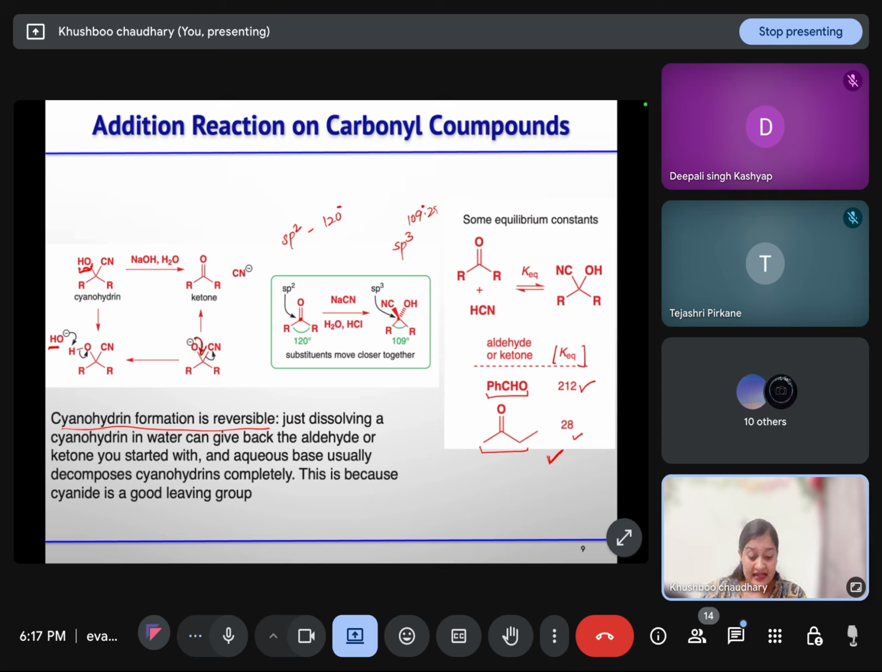So if we have bulky groups on the carbonyl carbon, then after the attack there will be steric hindrance around the cyanohydrin, as is observed in the case of ketone. But in the case of aldehyde, one of the groups is hydrogen, so the steric hindrance is less. Because there is less steric hindrance, K equilibrium is more in the case of aldehyde and less in the case of ketone. Is this clear? Yes, ma'am. Okay.